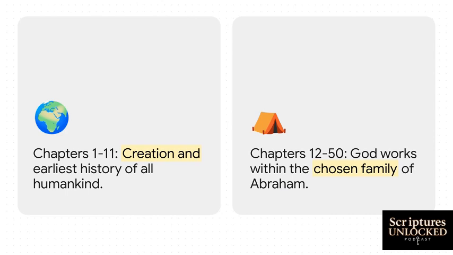But then, right at that peak of global ambition, the narrative executes one of the most dramatic cinematic shifts in all of ancient literature. I mean, it's incredible. We zoom all the way in, from the macrocosm and sweeping Mesopotamian towers in chapters 1 through 11, directly down to the intimate, micro-level drama of a single-family tent in chapters 12 through 50. It's a total whiplash in scale, in the best way possible.